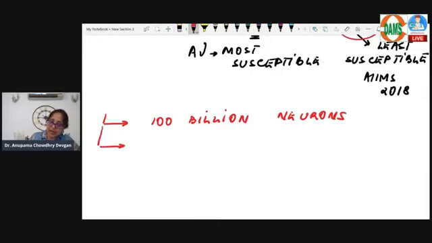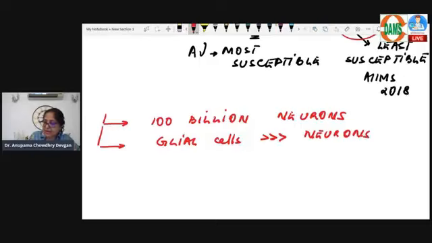100 billion neurons, and glial cells are much more than the total number of neurons. Glial cells are 3 to 5 times the total number of neurons.